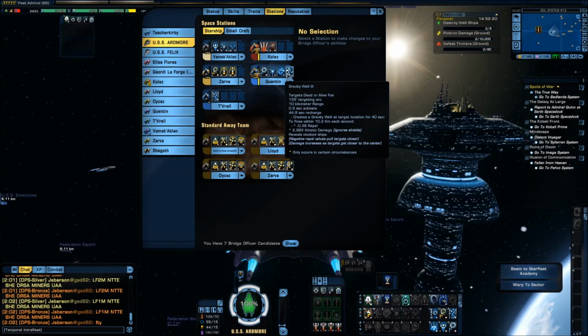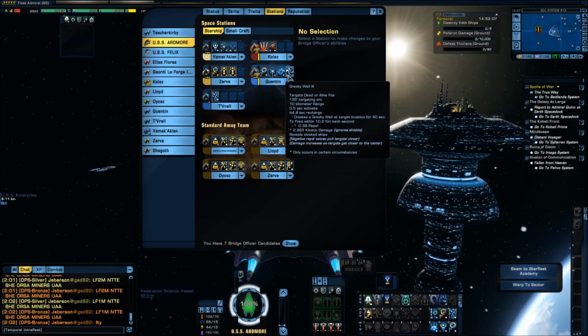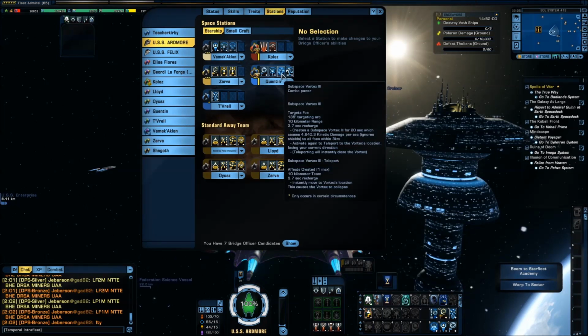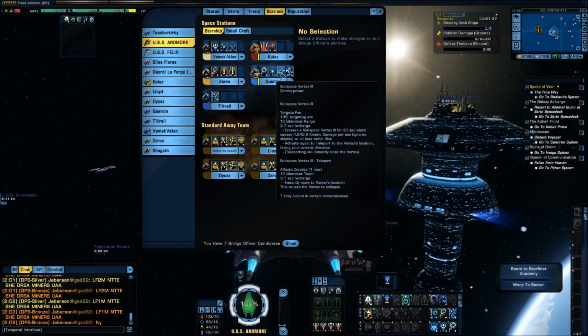It is literally going to suck everything in and hold it there. Okay. And then you have your subspace vortex. Subspace vortex is very similar to gravity well in that it's a vortex or an anomaly in space. However, it doesn't have any pull. It does, however, do a lot of damage, more damage, if you look at the numbers here, than the gravity well, by a pretty good amount. But it can't do that damage if nothing's near it.